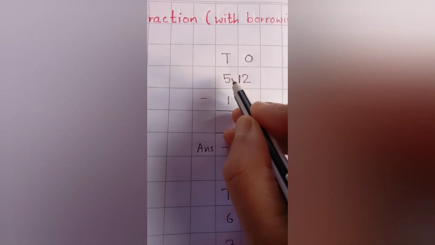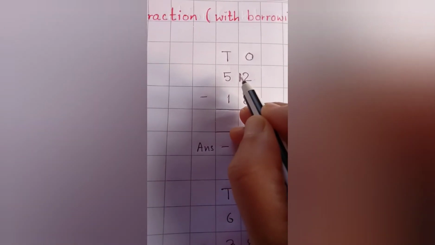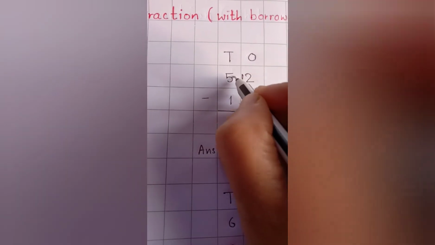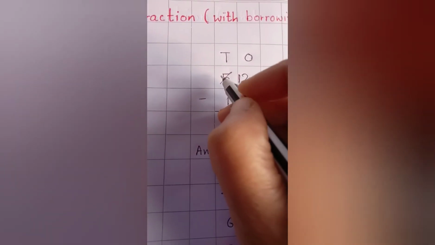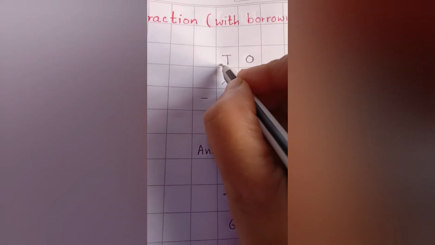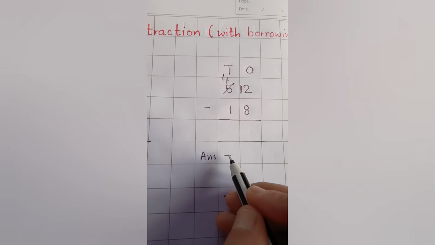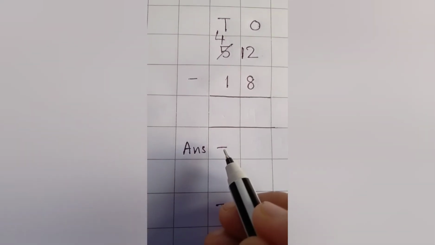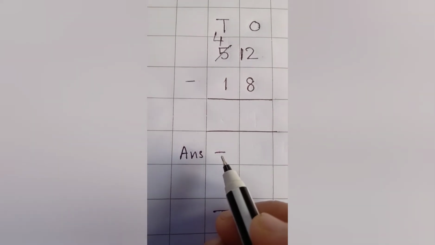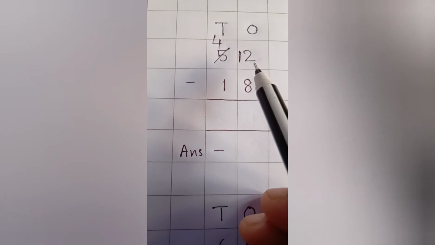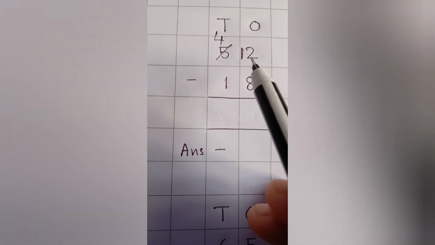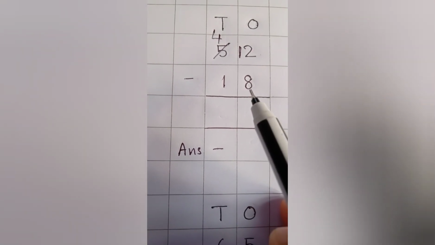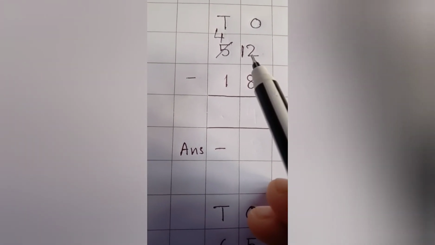Now 5 will not remain 5 because 5 has already given 1 to 2. So we have to strike it off and write down the before number of 5. What is the before number of 5? Before number of 5 is 4. See, this is the way how we are doing it. Now you see, the number on top is bigger than the number below. 12 is bigger than 8.